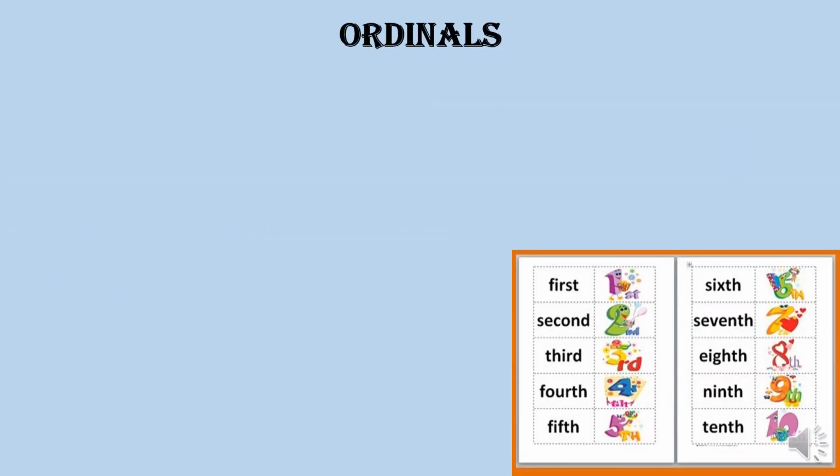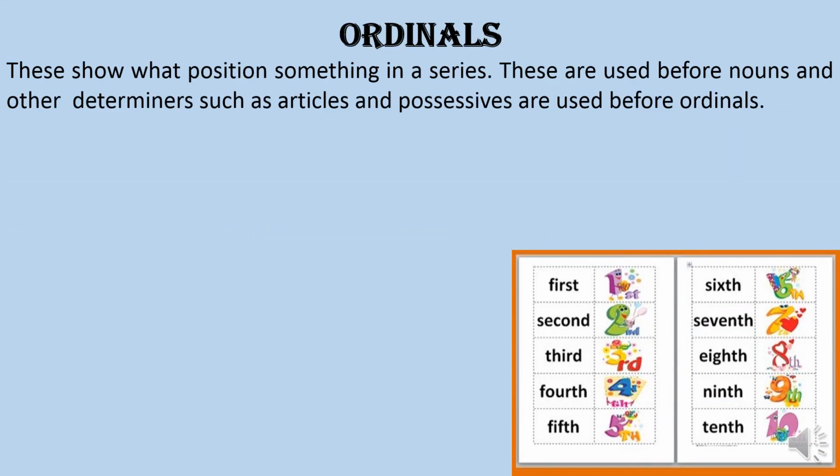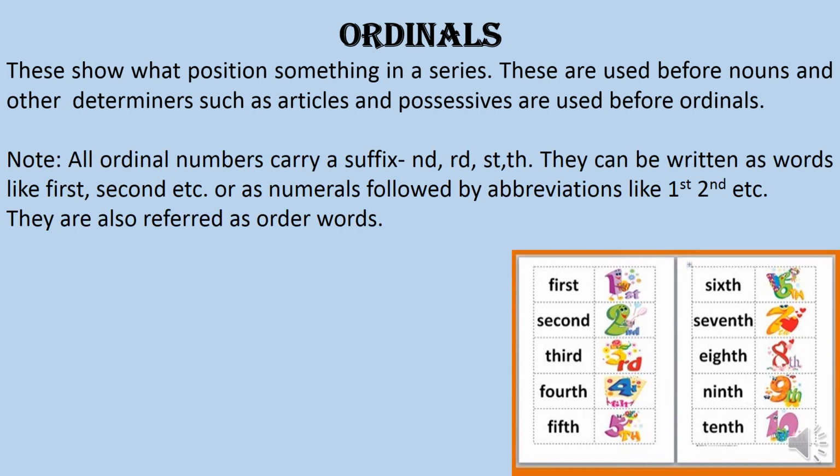The next one is ordinals. These show what position something is in a series. These are used before nouns, and other determiners such as articles and possessives are used before ordinals. The point to be noted here is all ordinal numbers carry a suffix nd, rd, st, th. You can see in the examples here: first, second, third, fourth, fifth.